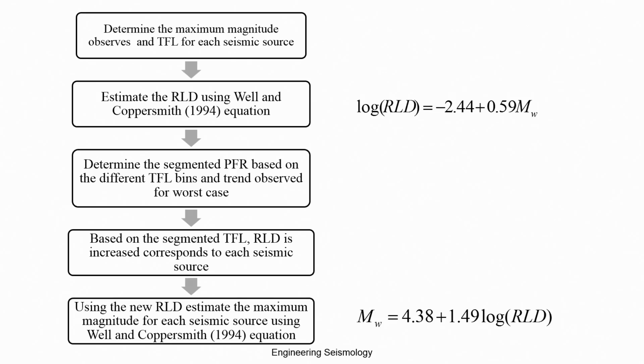This procedure is streamlined into 5 major steps. Determine the maximum magnitude observed on each fault, which is the damaging earthquake, and the total length of the fault you can take from the map. Then estimate RLD using the Wilson-Coppersmith relation, the inverse of the relation given in the table, and determine the segment of PFR based on the different TFL basin observed in the worst case.